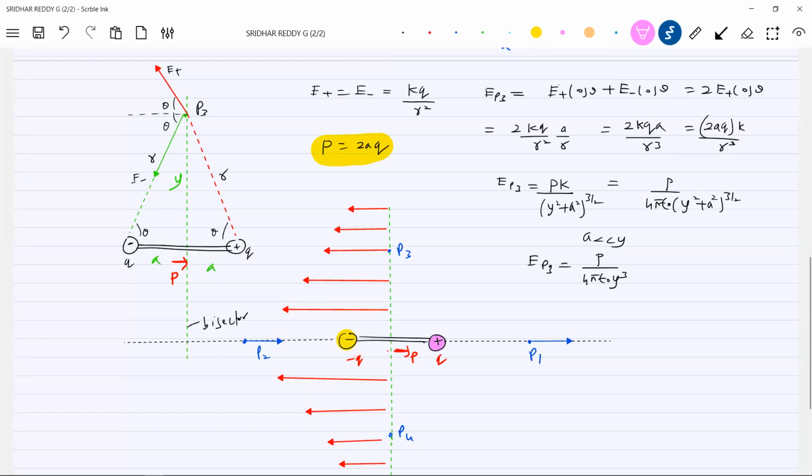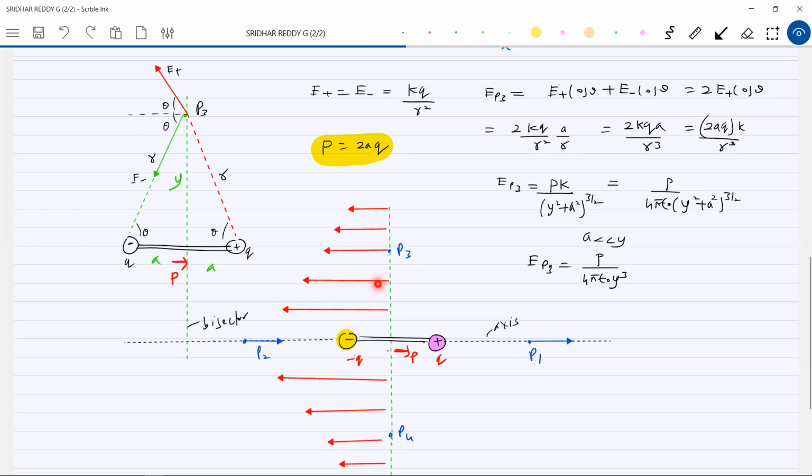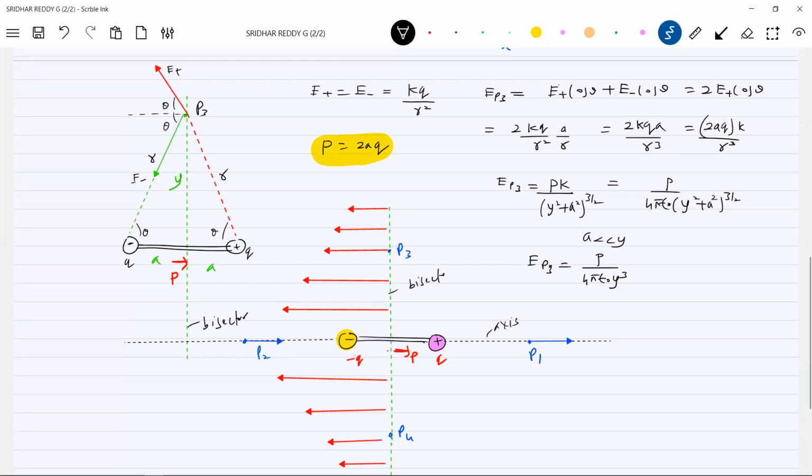Now look at this one. On the axis of the dipole, the electric field will be directed along the axis. On the bisector, it will be directed opposite to the dipole moment. And what about the field strength? Usually we'll discuss a short dipole. What do you mean by a short dipole? The distance between the charges will be very small compared to the distance where you are finding the field. This condition is very important.